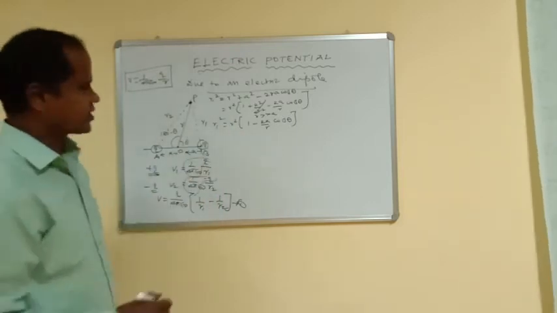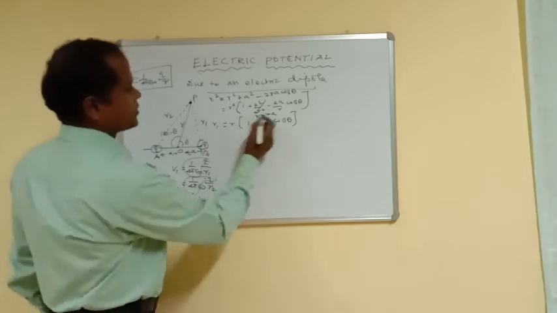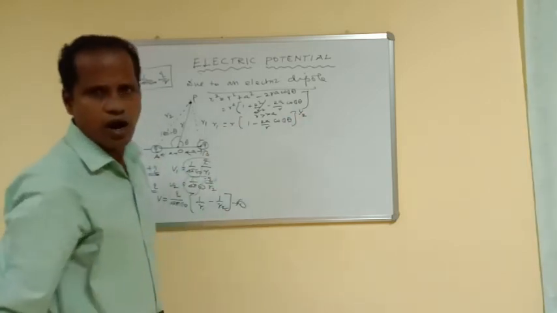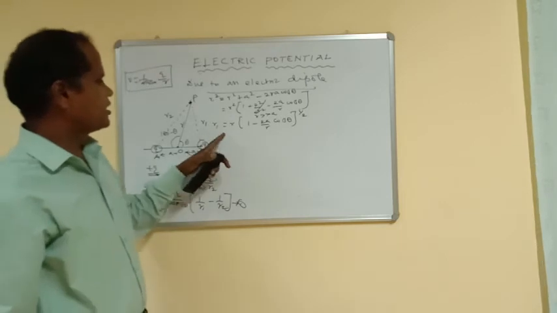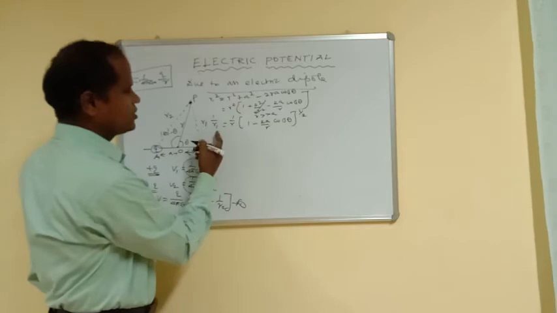Taking the square root on both sides, the square goes off and this becomes a whole power of one half. Now by taking the reciprocal, this gives you 1 by R1, which is 1 by R times the reciprocal factor.